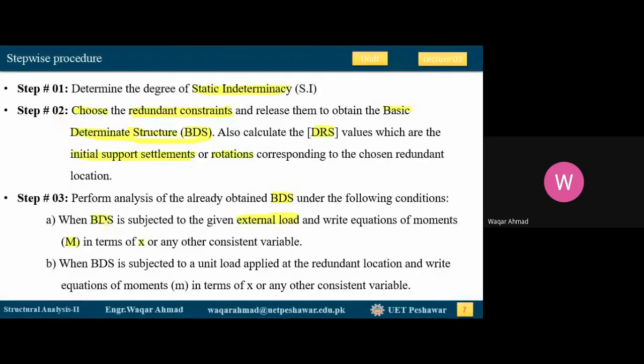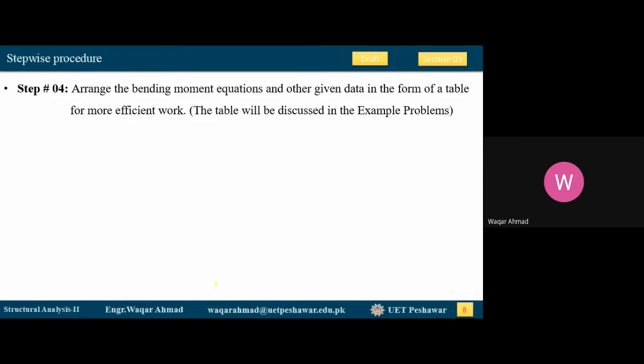Then you write the equation in terms of x. You can use any variable, but that variable should be consistent throughout your analysis. For the small m, you apply the same procedure with one exception: instead of the external load, you apply a unit load, and due to that unit load you find the equation for the moment in terms of x. Then you move to the next step, which is step number 4.